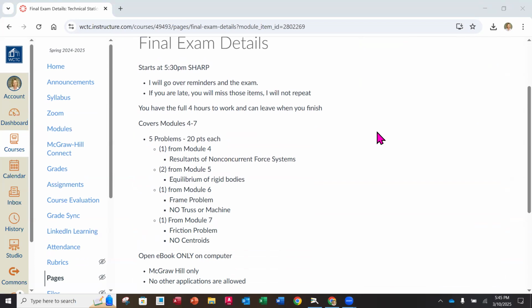So we'll start at 5:30 sharp. I'll go over some reminders at the beginning. If you're late, you will miss out on those. So try to be here, right on time. You do have the full 4 hours to work on the exam. So you don't have to rush and again, kind of like last time, expect that.